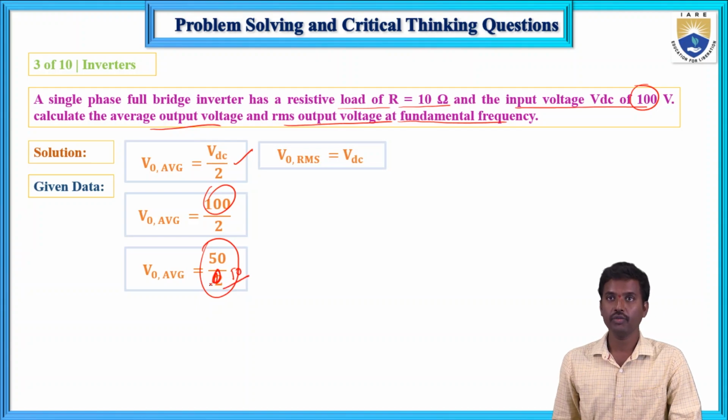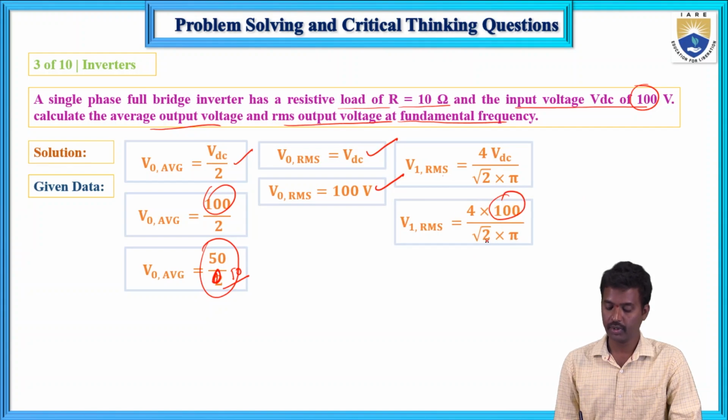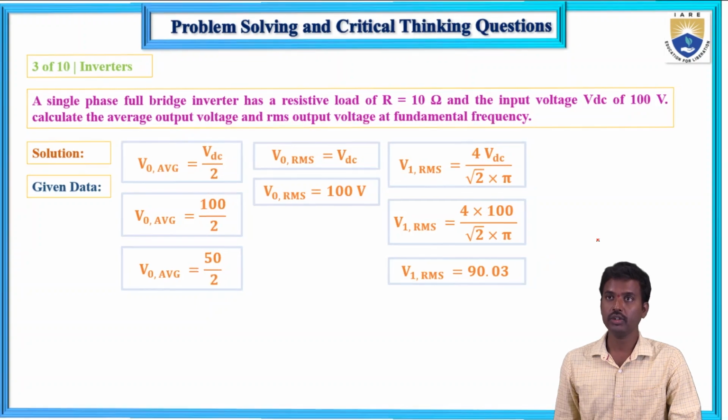Next, V0 RMS equals VDC, and that value equals 100. Next, V1 RMS, the fundamental RMS output voltage, equals 4 VDC by root 2 into pi. This is for a full bridge inverter. For a half bridge inverter, it is 2 VDC. Now here this is 4 into 100 divided by root 2 into pi. This value equals 90.303 volts.